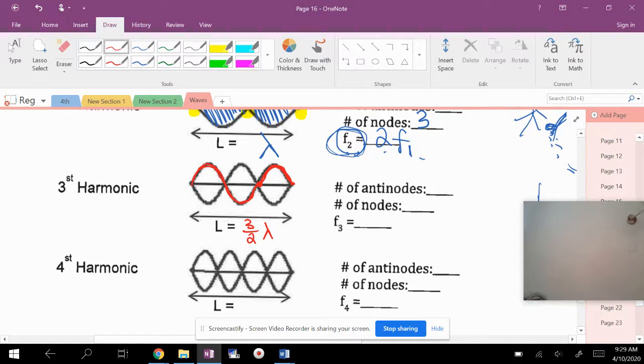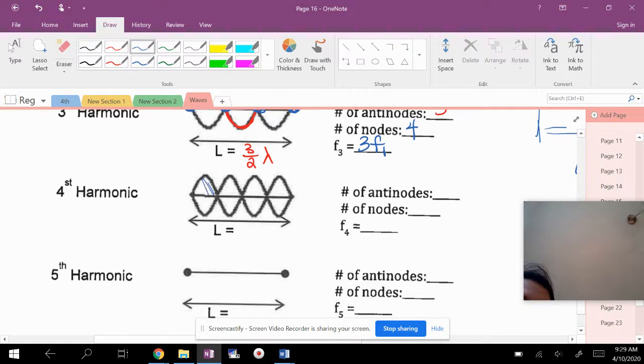Okay, because 2 antinodes make 1 wavelength, so I have 3 antinodes, so that's 1.5 wavelengths. So I have 3 antinodes, and how many nodes do I have? 1, 2, 3, 4. Okay, and to find this frequency, I would take 3 times the fundamental. And the pattern keeps going on and on and on forever.